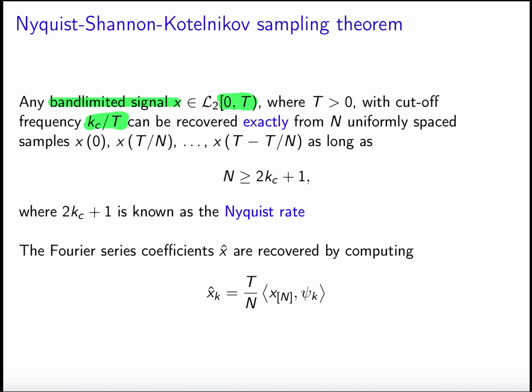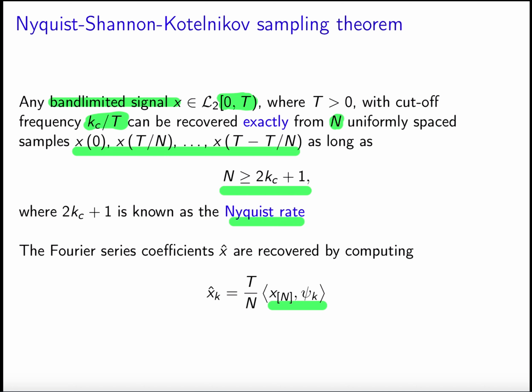It can be exactly recovered from n uniformly spaced samples, so just n numbers, as long as n is greater than 2 times the cutoff frequency plus 1. Again, the cutoff frequency is really kc over t, but 2 kc plus 1. That's known as the Nyquist rate in the literature. And the way you can recover is by just taking inner products between the samples and n discrete sinusoids, because those n discrete sinusoids are orthogonal.